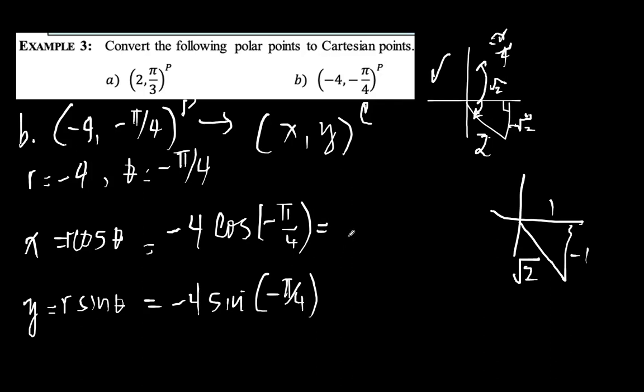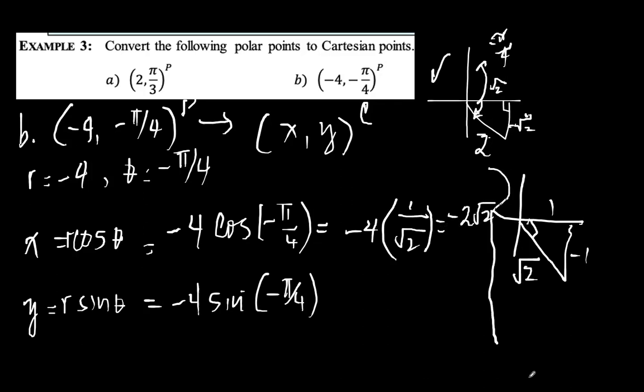Okay, so we have -4 times, what is cosine of -pi/4? Cosine is 1 over square root of 2, right? This is equal to -2 square root of 2. And how about -4 sine of -pi/4? Sine is negative, so -4 times sine, that's opposite over hypotenuse, -1 over square root of 2, which is equal to 2 square root of 2, positive.